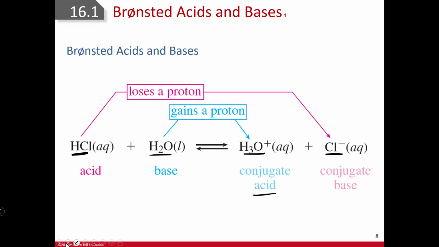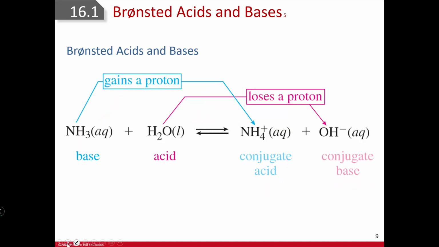And we'll do the next one, which we've really already done, so I'm not going to spend a lot of time, but again, ammonia is acting as a base here because it accepts the hydrogen ion, and then it becomes the ammonium ion. That's the conjugate acid. The water lost a hydrogen ion. What's left is the conjugate base.